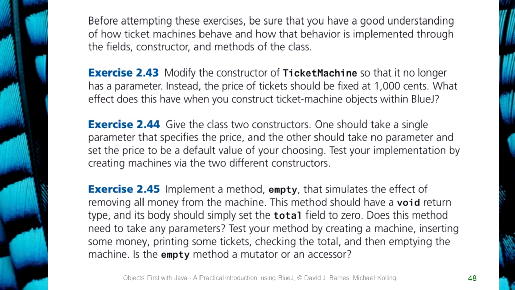So as we've now covered quite a lot of new concepts, have a go at the following exercises. Start by modifying the constructor of ticket machine so that it no longer has a parameter. Instead, the price of tickets should be fixed at 1,000 cents. What effect does this have when you construct ticket machine objects within BlueJ? Take a few minutes to have a go at the following exercises. Feel free to pause the video here, and then we'll continue after you've had a go at these exercises.